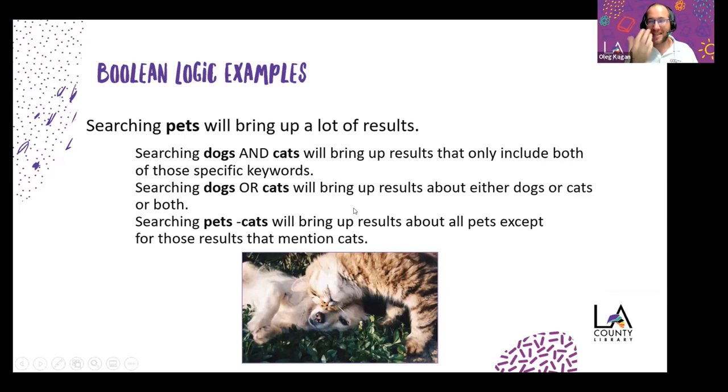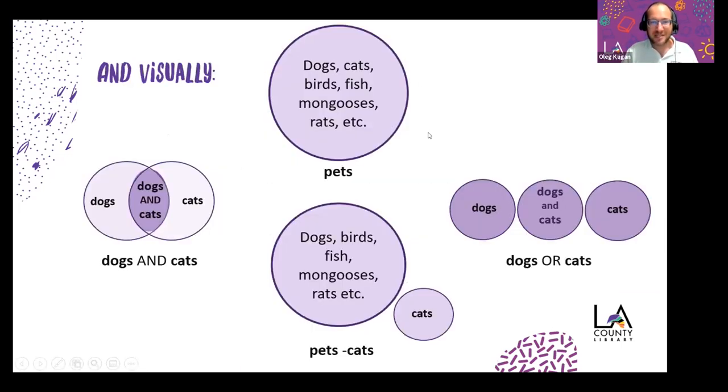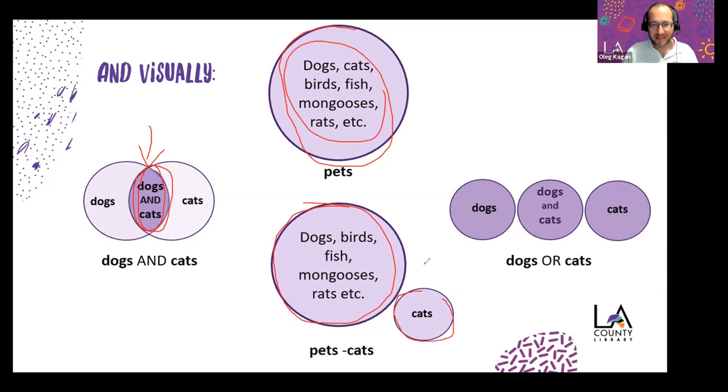Now, I've been talking about this and saying it verbally, but it might be a little bit easier to see it visually. So when you do dogs and cats, you only get the pages that give you dogs and cats on the same page. Pets, of course, gives you everything related to pets. If you exclude cats from your search, you get all the pets except for cats. No cats. Now, disclaimer, I love cats, I love dogs, I love all pets. I think fish are a little silly, but that's just me.